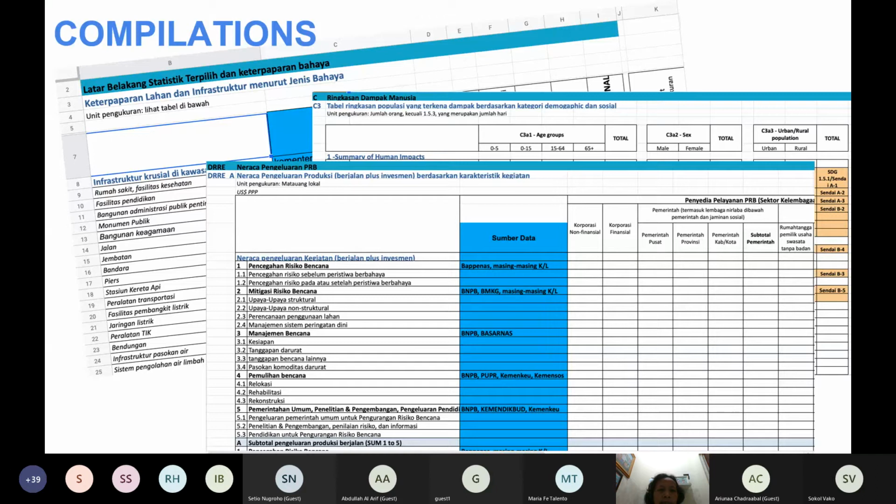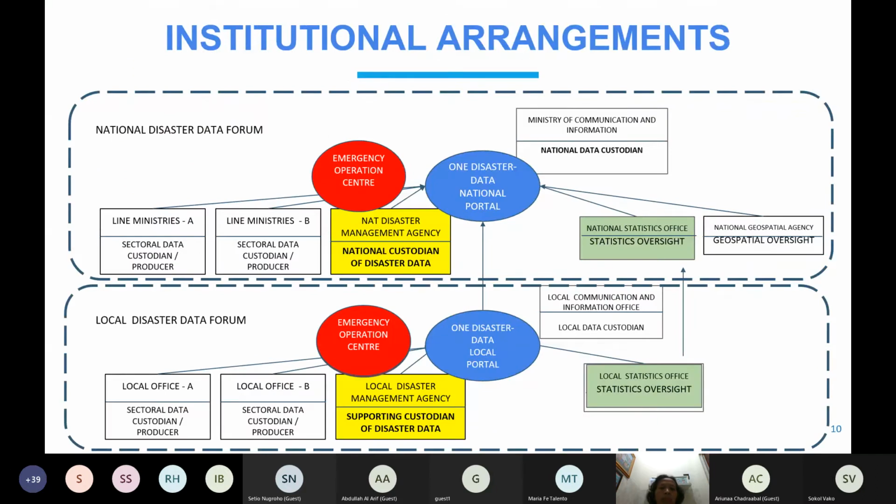Next. This is just some example of the data that we collect from many institutions. This is the institutional arrangement we have. There are two parts. This is the one from the National Disaster Data Forum. It will be from line ministries and from BPS in Jakarta, and also from the National Geospatial Agency, and also from the National Disaster Management Agency.